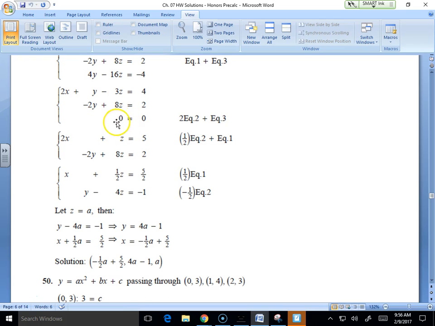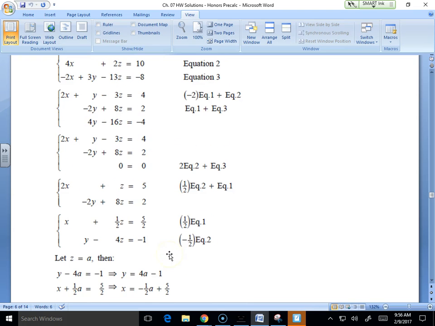Number 42. Did you guys do link by link? Did you notice that? This was different from yesterday. This one came down to a true statement, but we only had 2 equations once we got the true statement. Where did our third clue go? It left. So if it left, what do we let z equal? A.